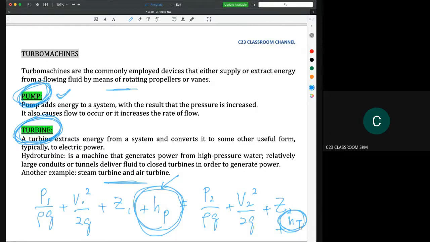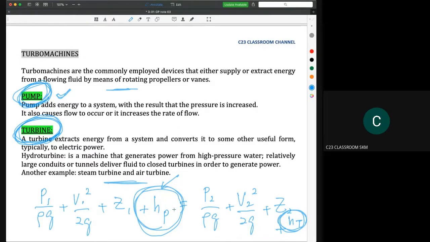However, for a turbine, the simplest example is the wind turbine, or a water turbine. If the wind or the water does not flow through the blades, the turbine will not rotate. This means a turbine is something that extracts energy from the system. So this is the basic idea about turbomachinery.